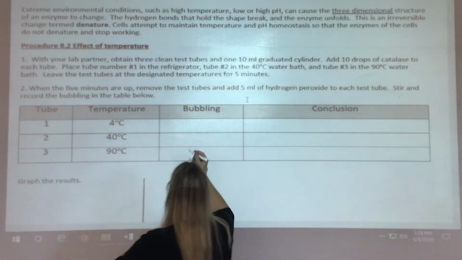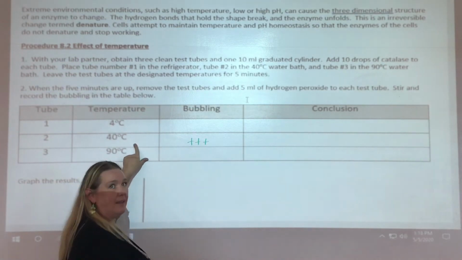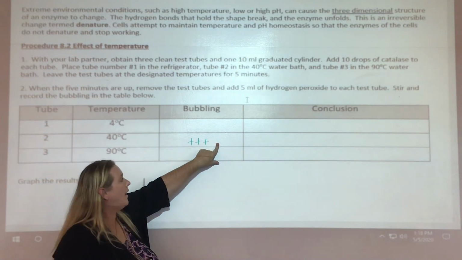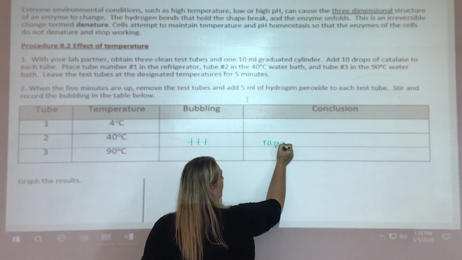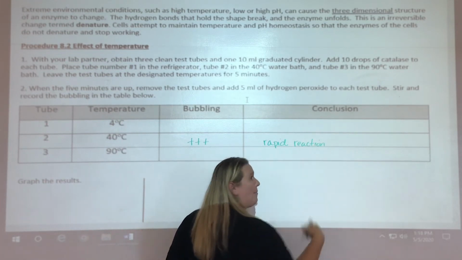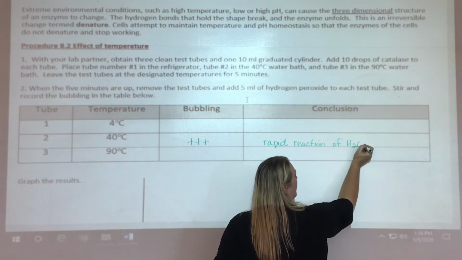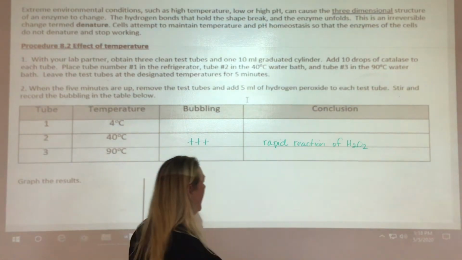So we saw, I'm going to put a lot because this is the same as what we had in the very first one. This is the room temperature, 40 degrees. And we saw rapid reaction, rapid breakdown of hydrogen peroxide, releasing oxygen gas.